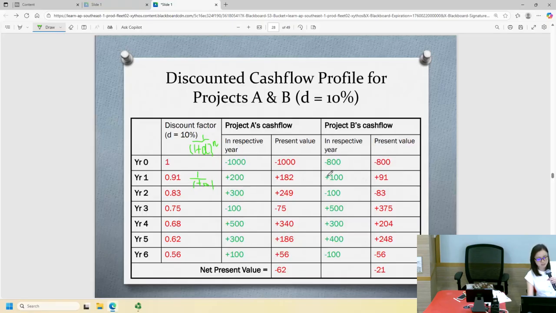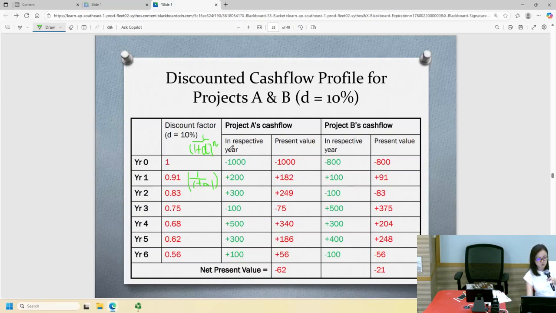Except for the first row of the data, where you have to pay $1,000 now, so the present value is also $1,000, and 1 year later you can have a $200 saving. If you multiply 200 with this value, then it will be 182. So it means receiving $200 1 year later is the same as receiving $182 now. Similarly for $300, the present value is 249.